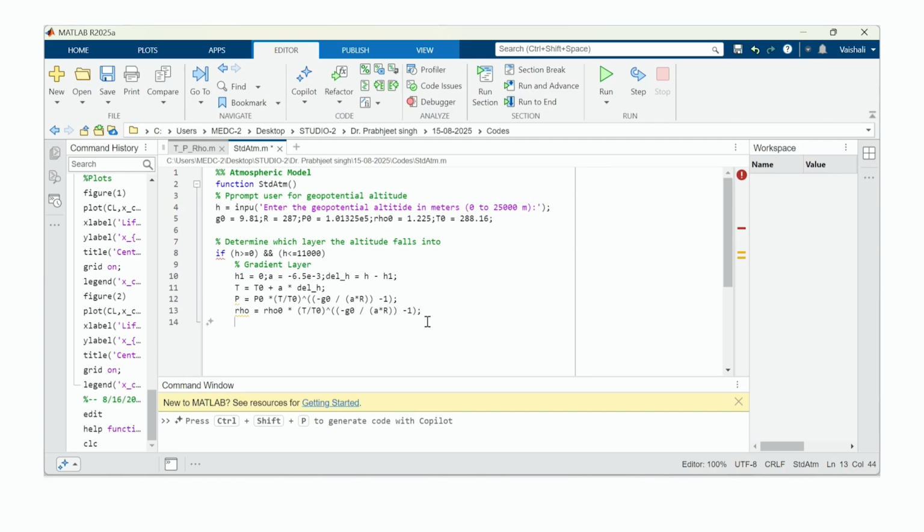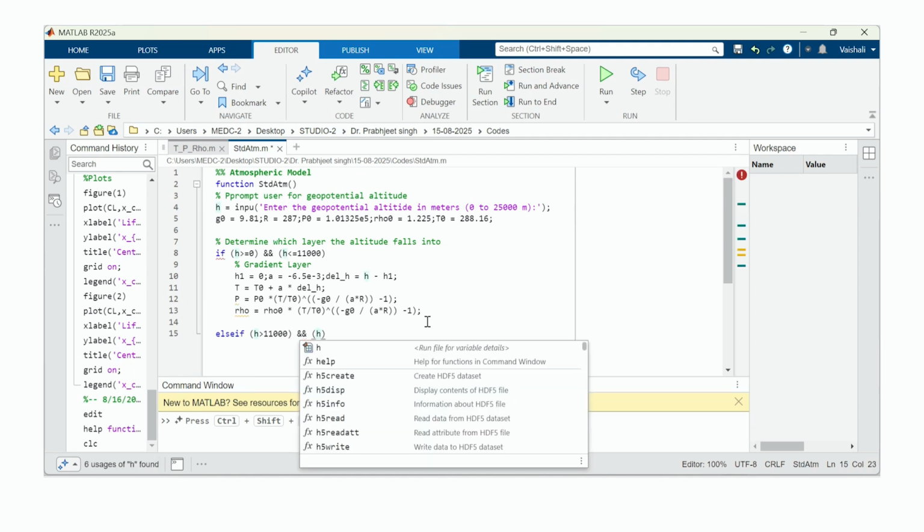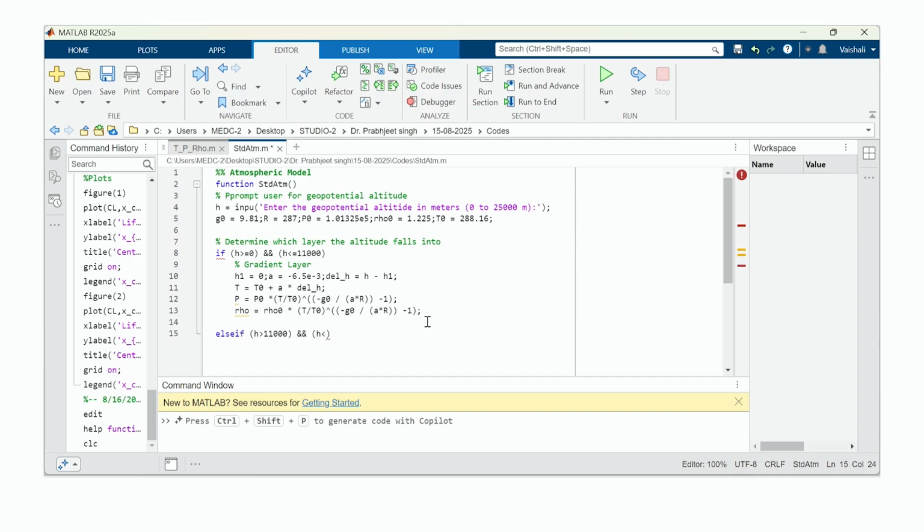Now we will be writing the next condition, that is the isothermal layer. Else if H is greater than 11,000 meters and H is less than or equal to 25,000 meters. So then what were those equations? And this layer is actually the isothermal layer.